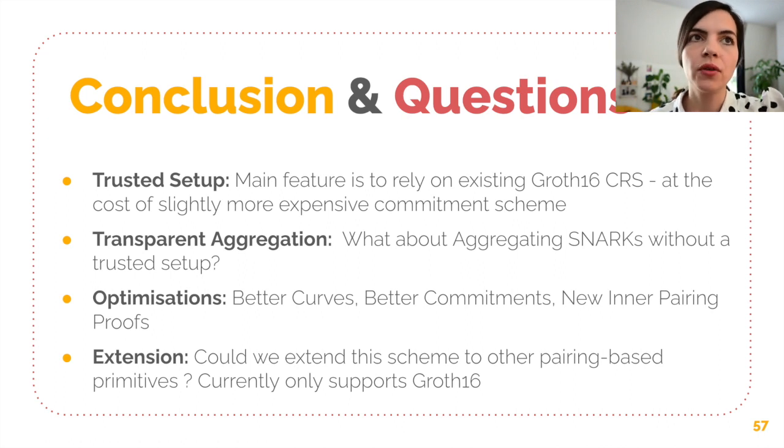Okay, so the conclusion of this work is that the main feature and the main difficulty was the trusted setup. So we were thinking of future work where we have transparent SNARKs and how to aggregate them, so we get rid of any trusted setup. The optimizations that we can achieve here are better curves or better commitments or new inner pairing techniques for these proofs that we use. And also, this technique is quite general for any pairing-based primitives that only ask a verifier to check a pairing equation. So we were wondering if there are other applications that can be interested in the field.